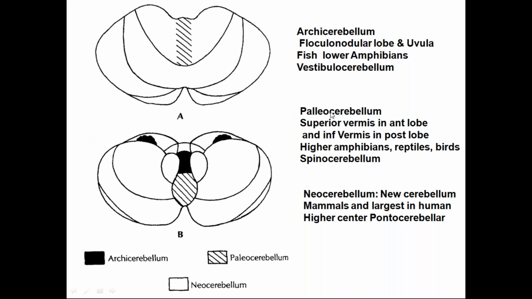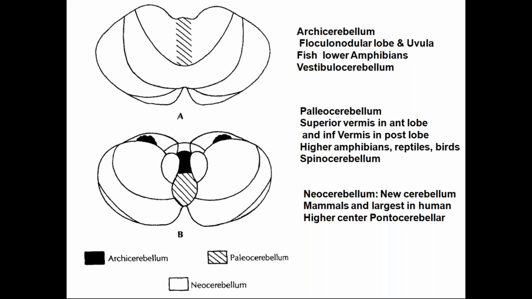This is an organ of balancing. That's why it's present in fish and lower amphibians who are swimming, because they need very good balancing mechanisms to know their pathway in water. So their vestibular apparatus is very well developed, and the vestibular cerebellum is developed. That's only part of the archicerebellum.